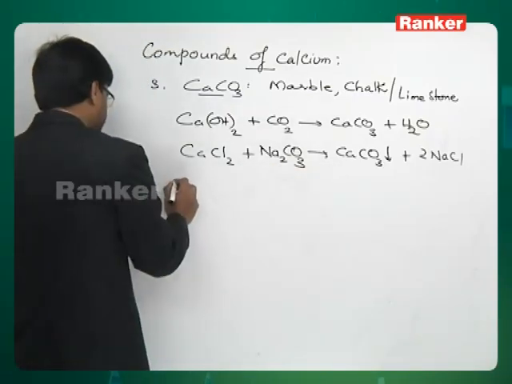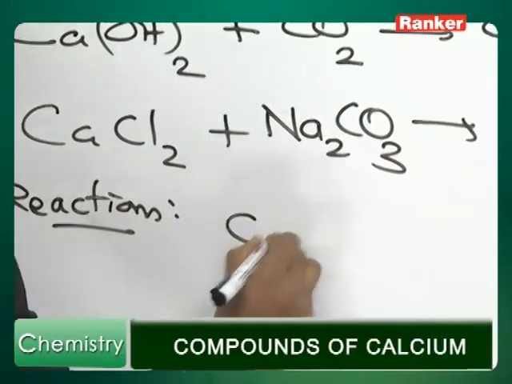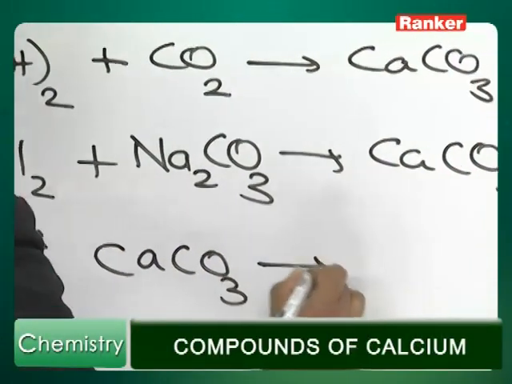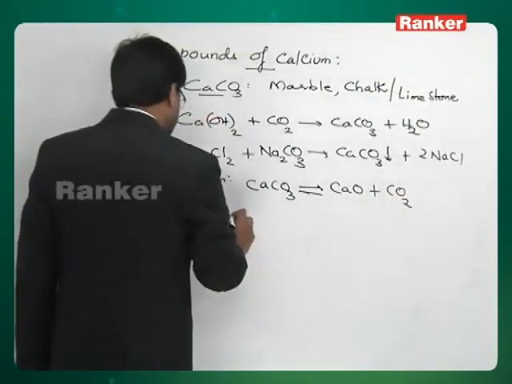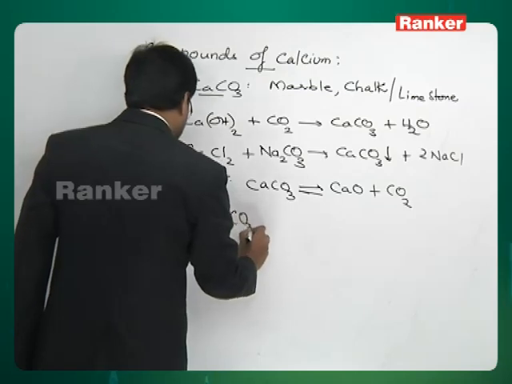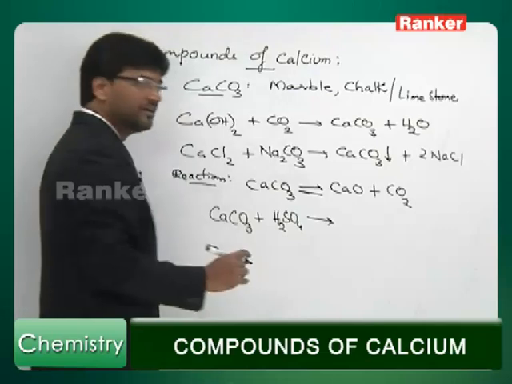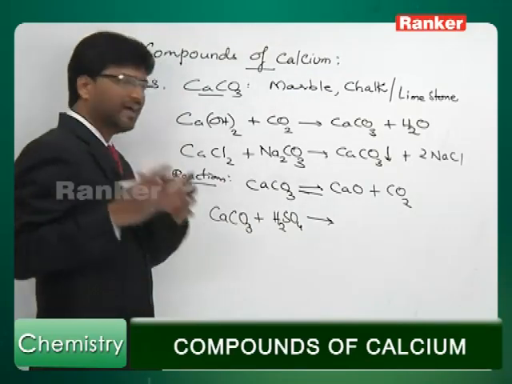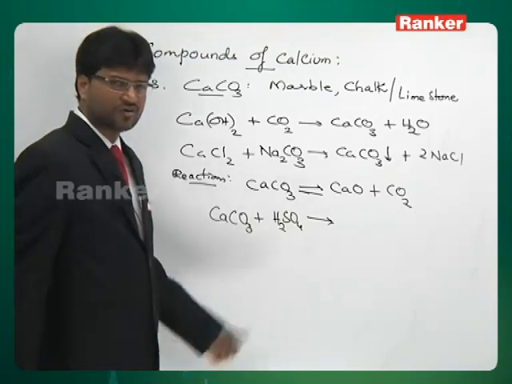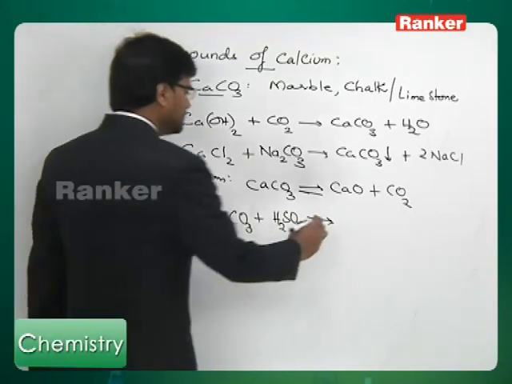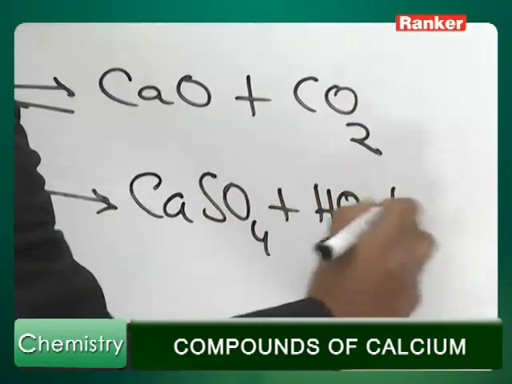Regarding reactions of calcium carbonate, when CaCO3 is heated, you know very well, it gives calcium oxide and carbon dioxide. This is one reaction. Even, you know, if you react CaCO3 with any mineral acid, say sulfuric acid or hydrochloric acid, it will produce carbon dioxide gas. Any acid which is stronger than carbonic acid on reaction with any carbonate salt will produce carbon dioxide gas. So you get CaSO4, water and carbon dioxide.